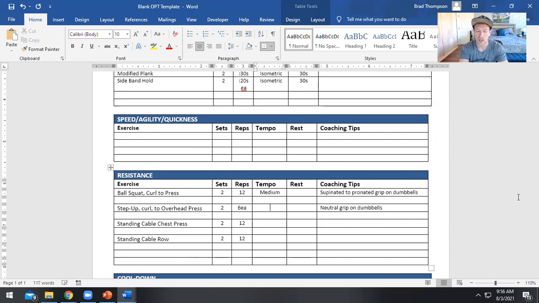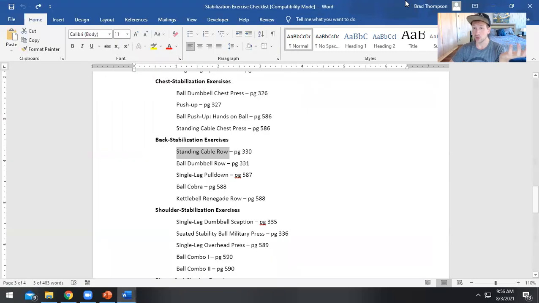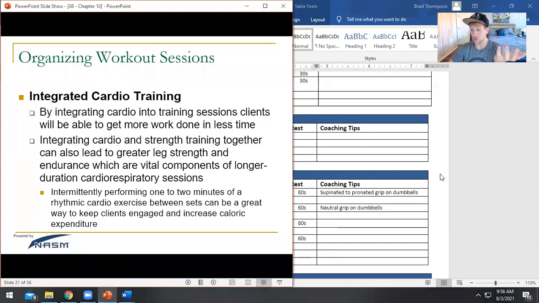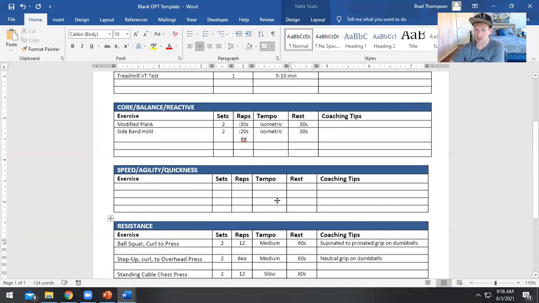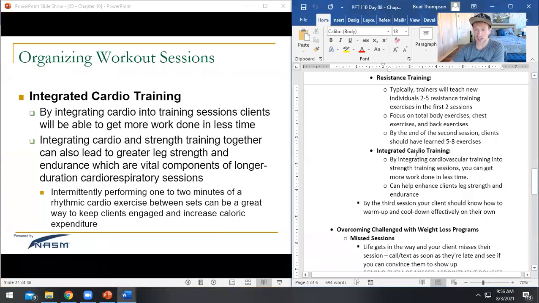Medium tempo here and here. And then let's go with a slow tempo on the chest stuff, right? Let's go with a slow tempo on the upper back. This is stabilization, right? And we'll give them 60 seconds of rest. So that's not going to take too long to get through. This is a really good way to teach my client. I did their assessment, so I probably have 40 minutes to get through the rest of the session. Yeah, I can get through this in 40 minutes, in addition to all the other stuff. So that is how we're going to integrate some of our resistance training.